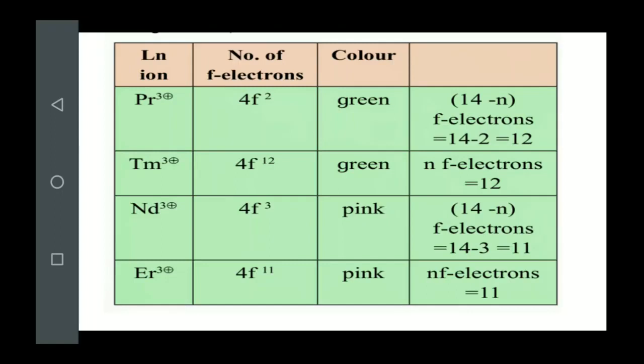Now let's look at it in the 14 minus n way. When you do the 14 minus n formula in neodymium, you will get 11 electrons in f orbital. And when you do the 14 minus n electrons in erbium plus 3, you will get 3 electrons. So if nf electrons is equivalent to 14 minus n value, then you will have the same colored compound for different lanthanoid element ions. Understood?